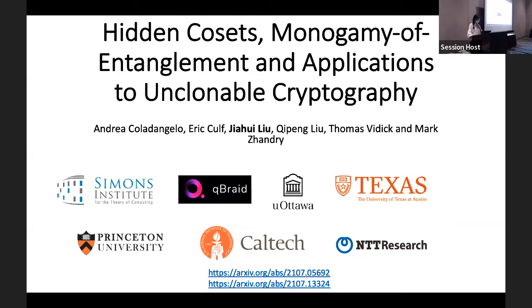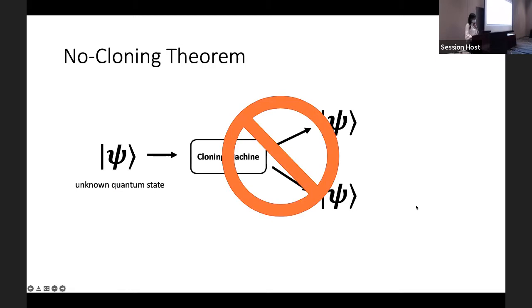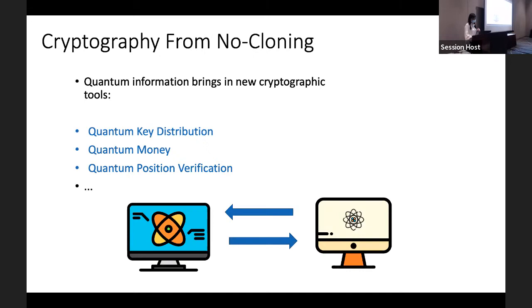So as we know, this is the famous no-cloning theorem. It says that given an arbitrary and unknown quantum state, it is impossible for us to turn it into two states, same as the original one. And this principle actually gives us the power to build new cryptographic capabilities that cannot be done in the classical world with only classical information.